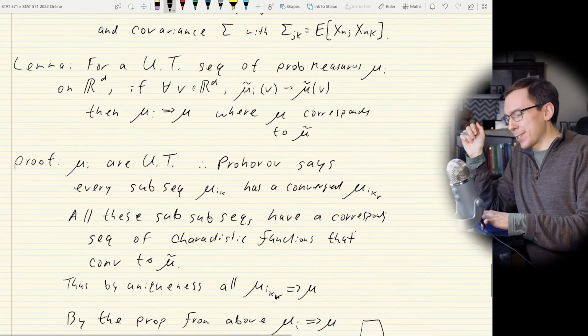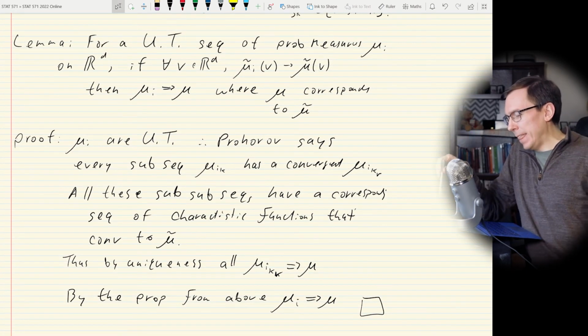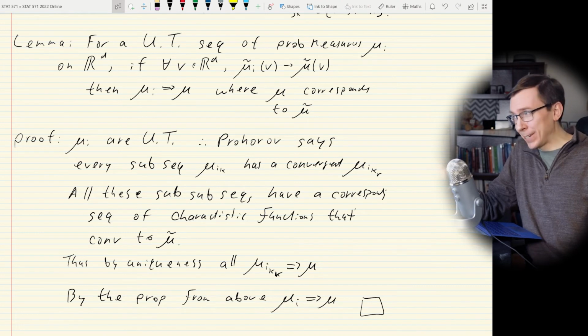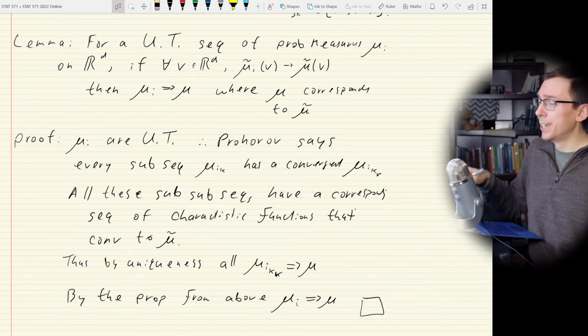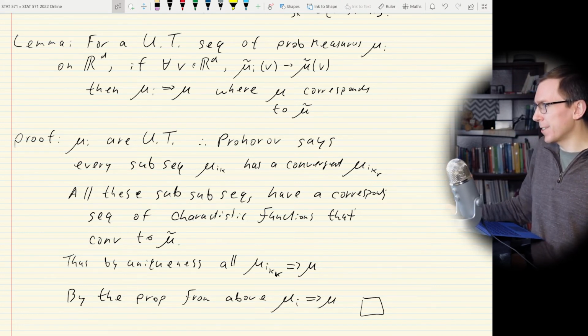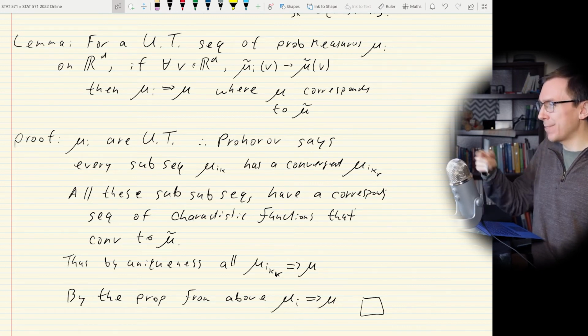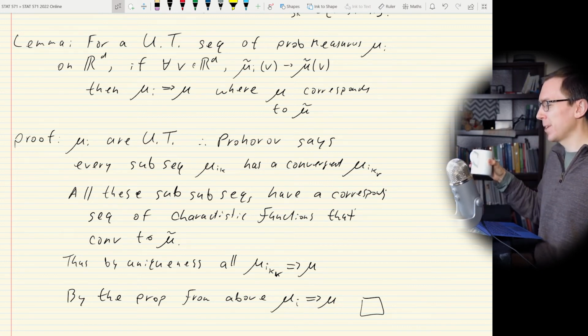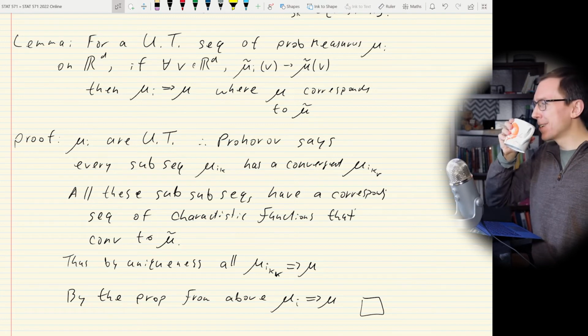We're going to use this to basically show that if the characteristic functions converge in the central limit theorem, then the measures will converge. So we need the characteristic functions to converge to the characteristic function of a Gaussian measure. Got to get all those words right.